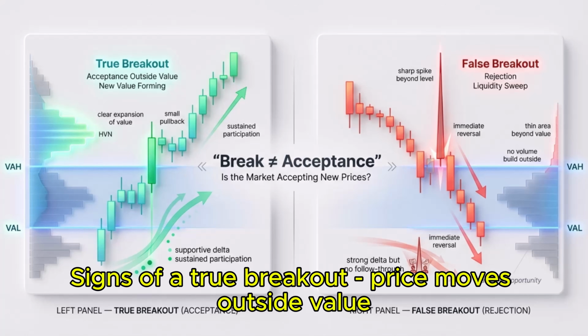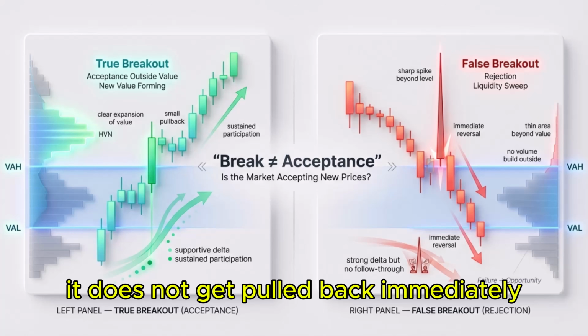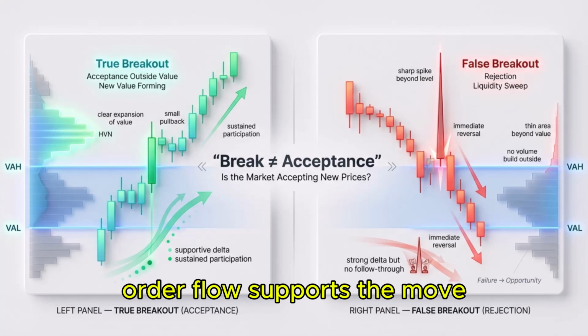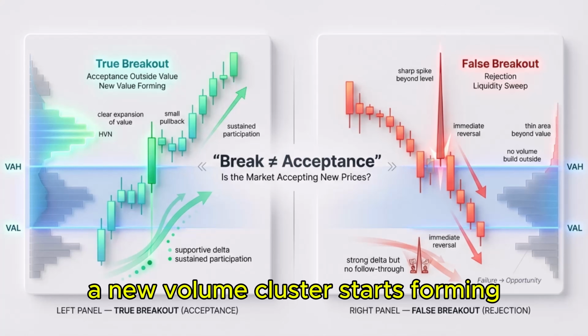Signs of a true breakout. Price moves outside value. It does not get pulled back immediately. Volume builds outside. Retests hold. Order flow supports the move. A new volume cluster starts forming.